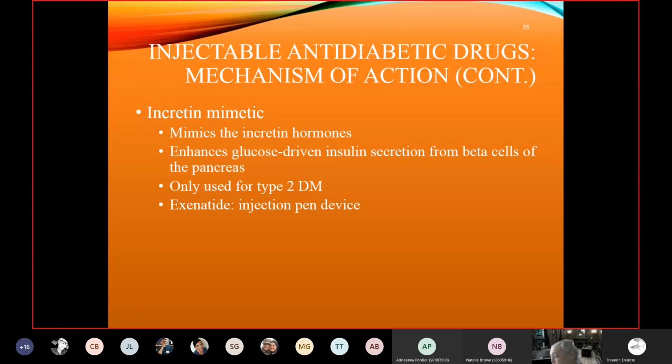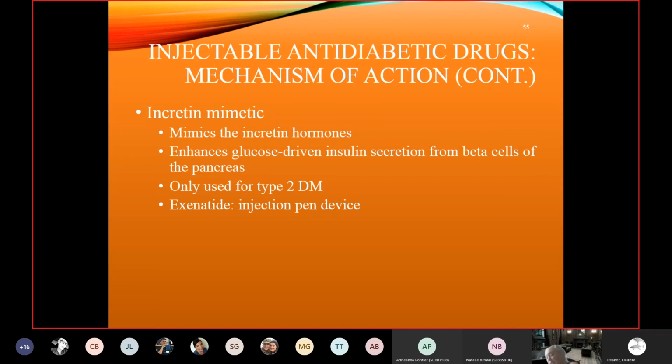Indications: available only sub-Q. Indicated for patients with type 2 who are unable to achieve glucose control with metformin, a sulfonylurea, and/or glitazone. Best when given 60 minutes before a meal. Some are actually only once a week, or some are daily.